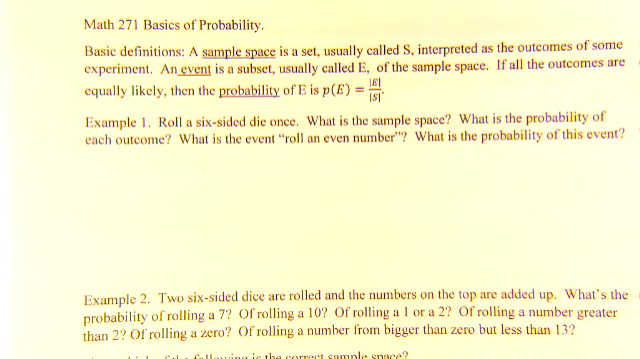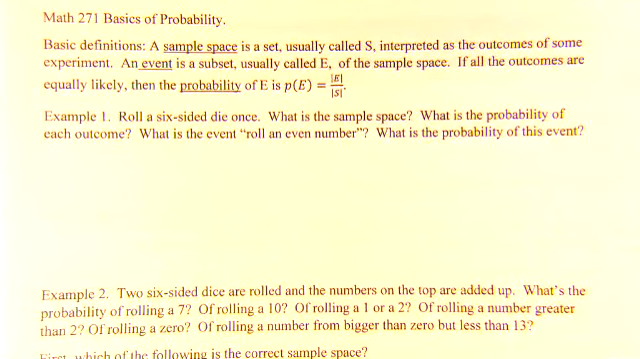Okay, basics of probability. Basic definitions. A sample space is a set, usually called S, of outcomes of some experiment. An event is a subset of the sample space, usually called E. If all the outcomes are equally likely, then the probability is the number of outcomes that you like, the cardinality of E, divided by the total number of outcomes, which is the number of things in S.